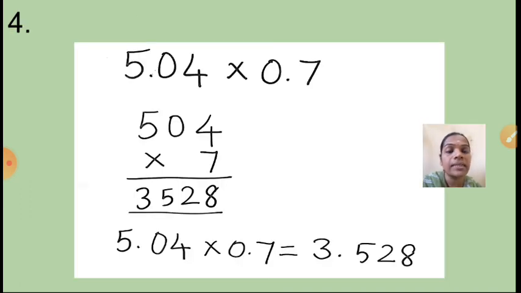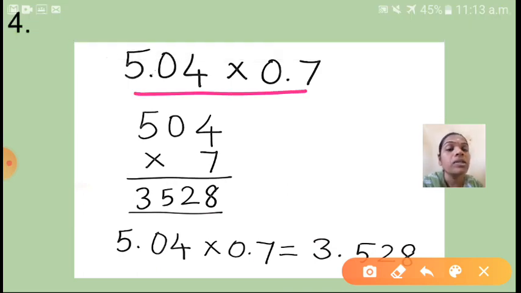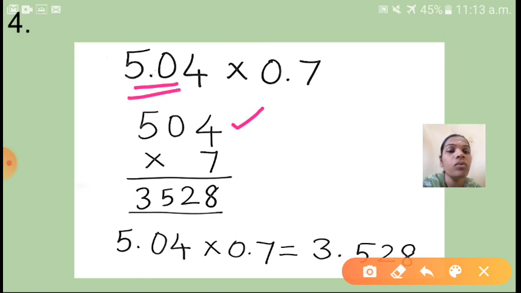Fourth sum is, see here, 5.04 into 0.7. This is your question here, and you have to multiply. Here children, I solved with the help of the first method. That means I ignore the decimal point. So I have written this number, 504, and here 7. Okay, you have to multiply these two numbers.